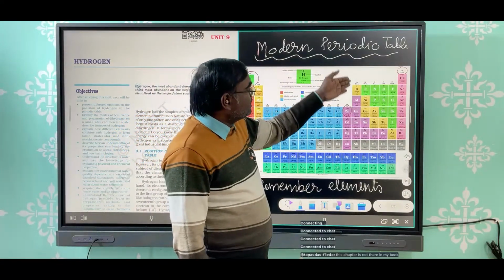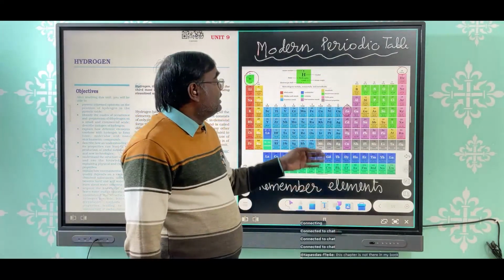Now you can remember the third A group, that is boron.